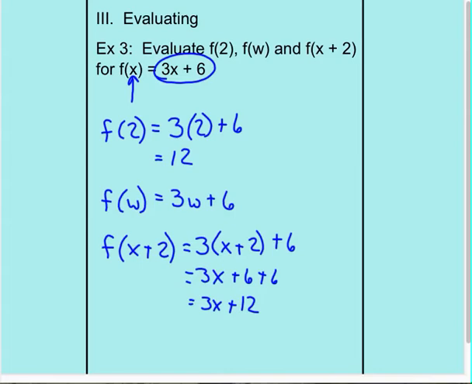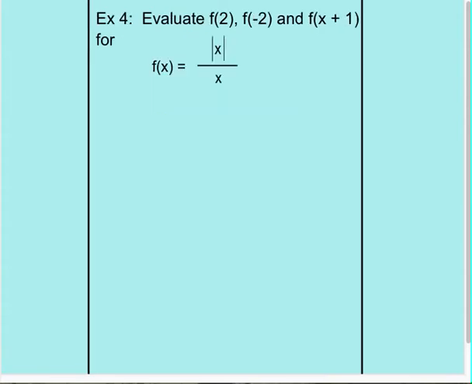Hopefully you can see the visual function notation working here, and it'll make a little more sense to you than maybe it did last year. If not, one more example. So again, we're going to be evaluating this function.